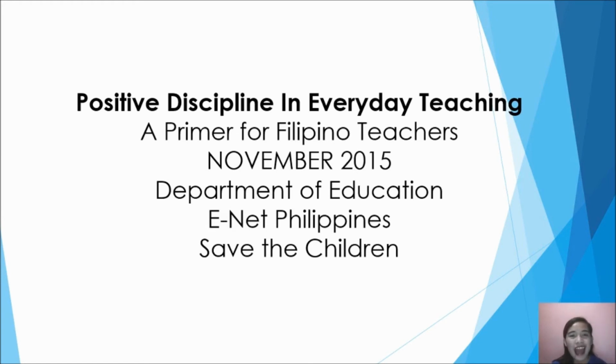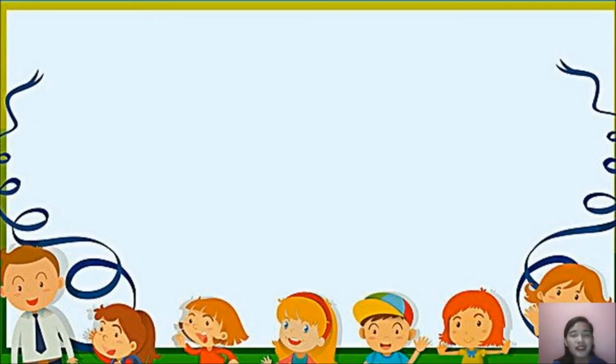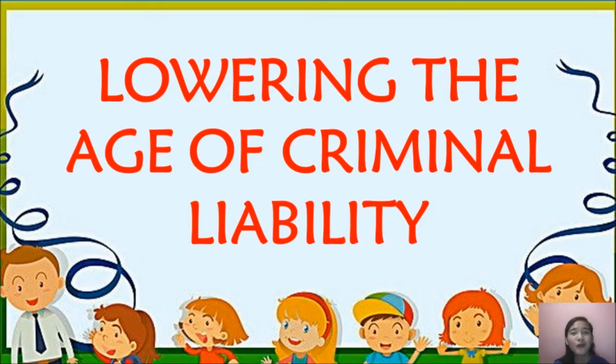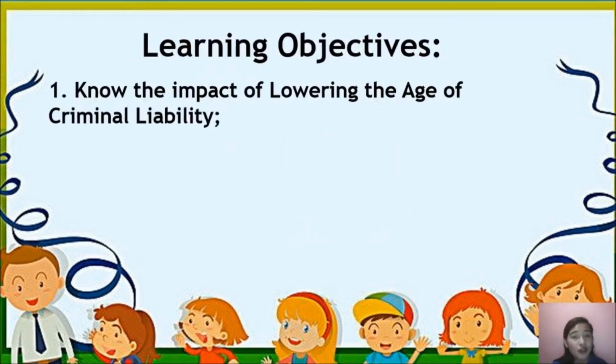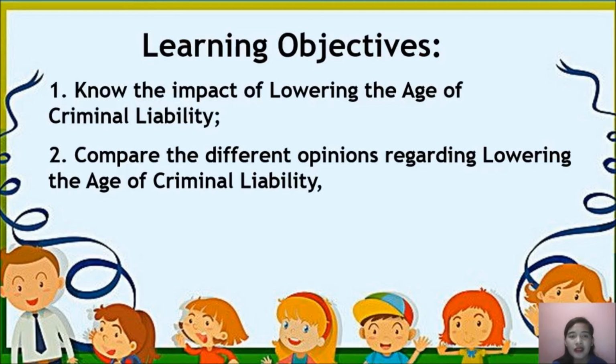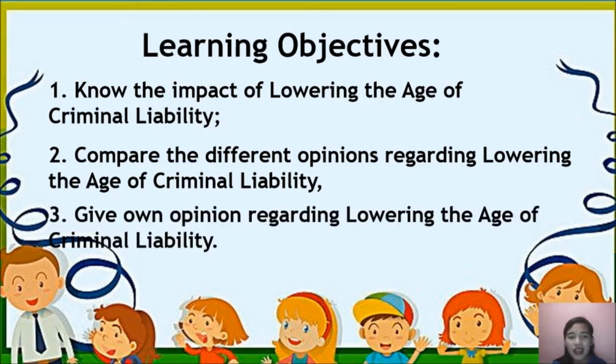So let's have our next topic, the continuation of my report, but a different topic: lowering the age of criminal liability. Again, we have different learning objectives for this topic. First, to know the impact of lowering the age of criminal liability, followed by to compare the different opinions regarding lowering the age of criminal liability, and to give your own opinion regarding it.